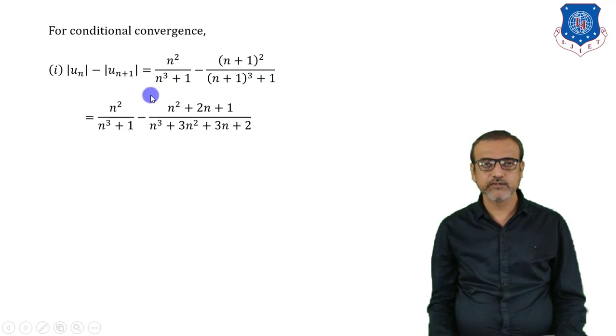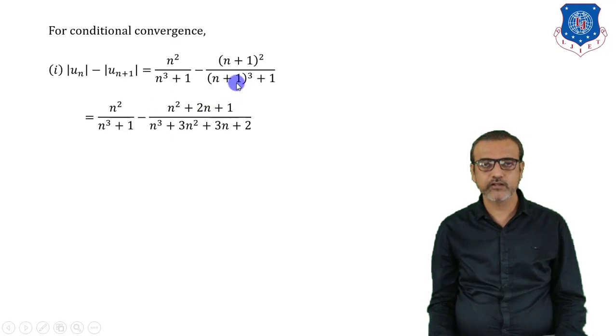Now we will simplify this result. This term will be as it is, minus, over here applying the formula of (a plus b) the whole square, that is a square plus 2ab plus b square. So this equals n square plus 2n plus 1.